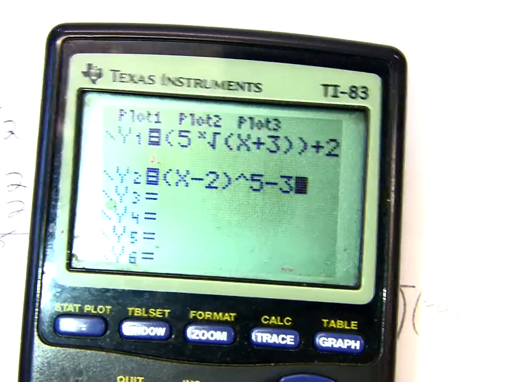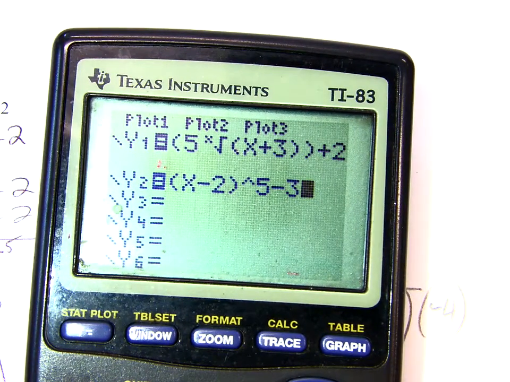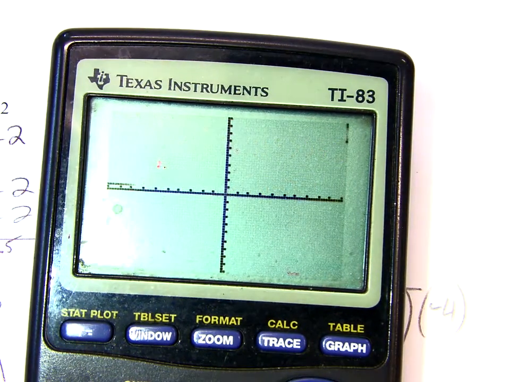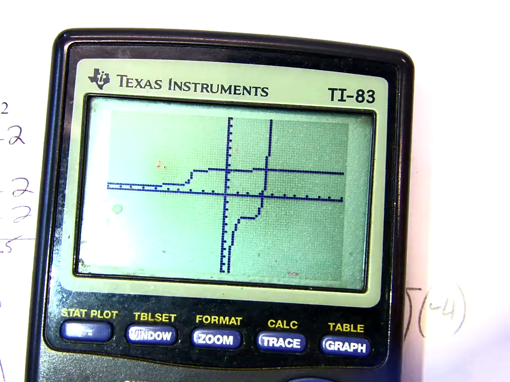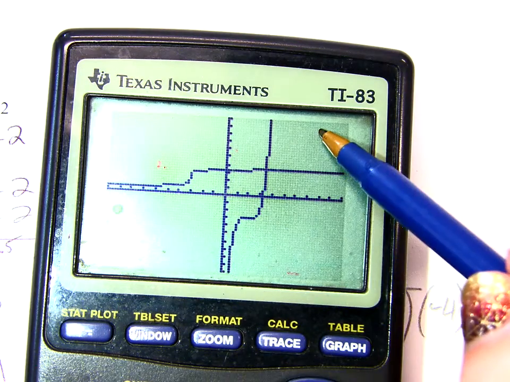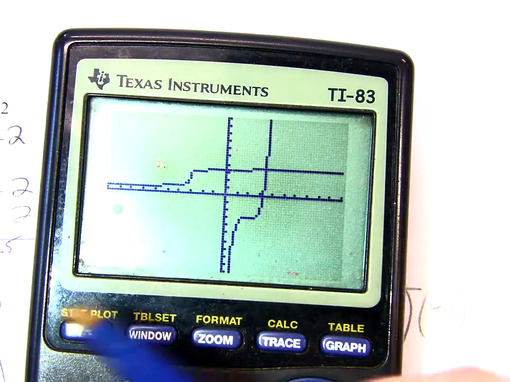Okay, and now this one, I want x minus 2 to the fifth minus 3. Okay, ready? Let's see. Very fancy. So again, if I have that diagonal line, y equals x, you can see how they're symmetrical over that line.